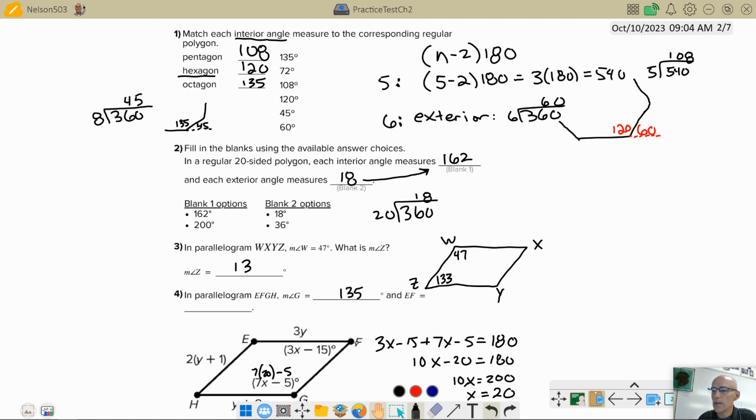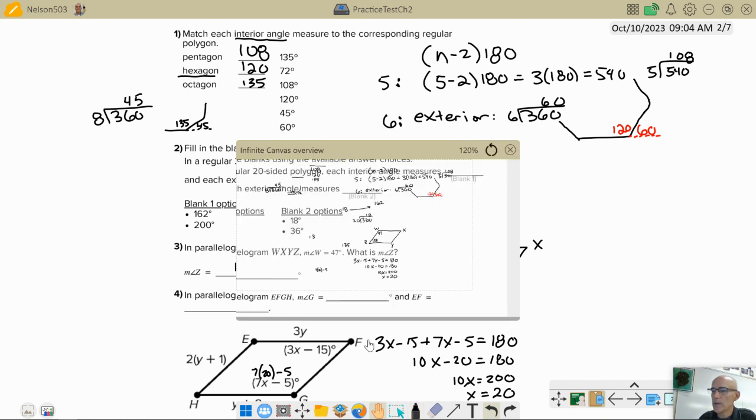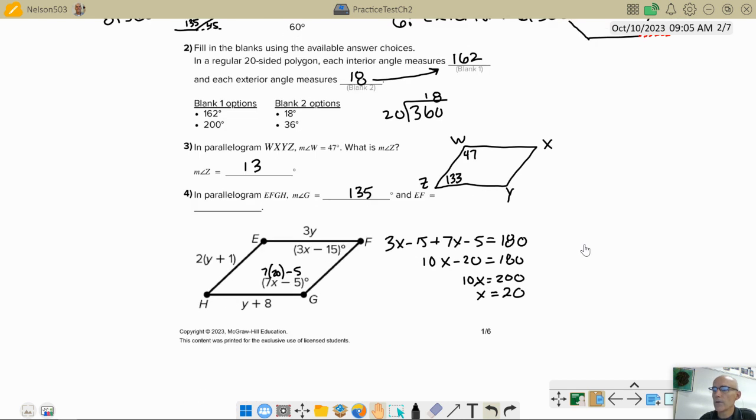And then to find EF, let me move the drawing up. To find EF, it's right there. I'm going to set 3y equal to y plus 8 because opposite sides are equal in a parallelogram. I subtract y, I get 2y equals 8. I divide by 2, I get 4. And then they want to know how big EF is, so we put the 4 right back in there. So 3 times 4 is 12.